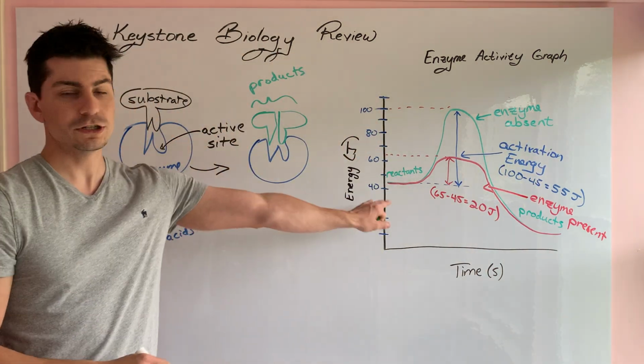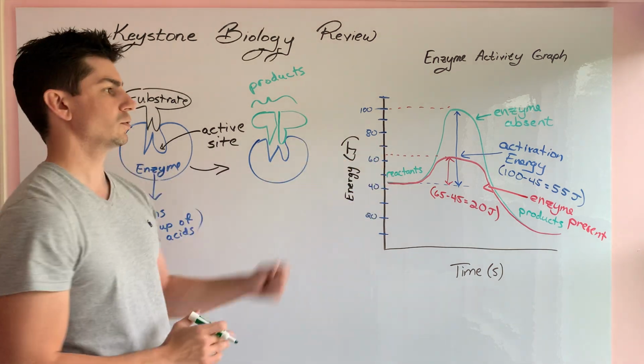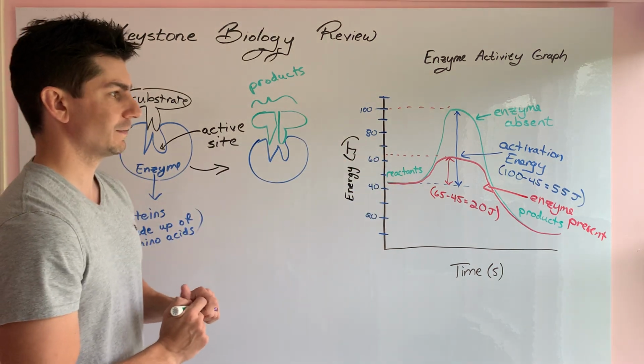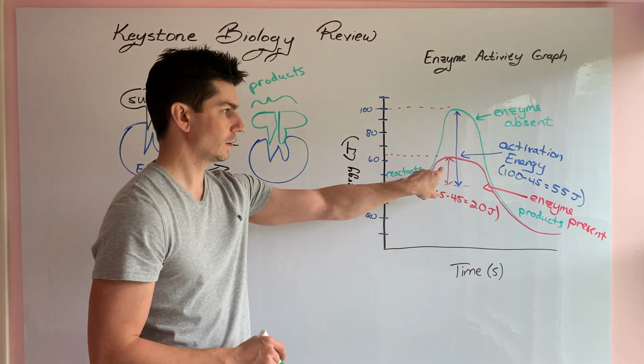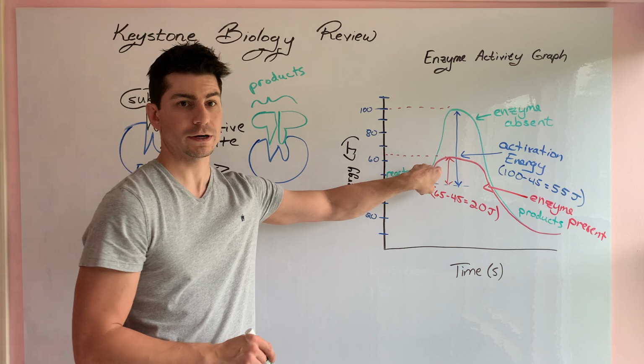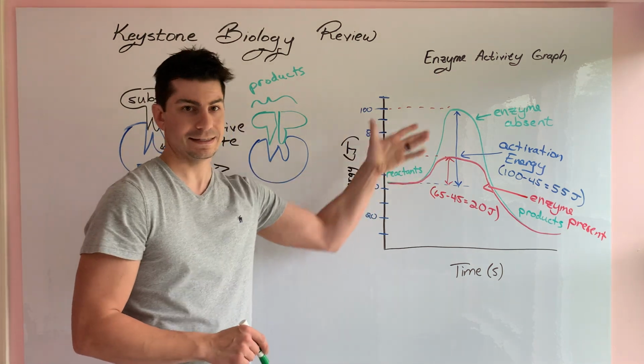They usually like to put these graphs on the Keystone, guys, so make sure you know about the activation energy and the enzyme stuff. Whatever hill is lower, that's going to be the one where your enzyme is present. Big hill, enzyme is absent.